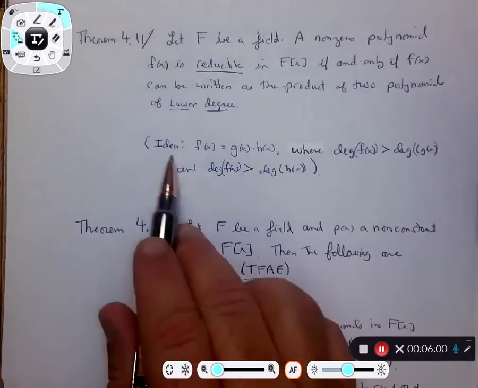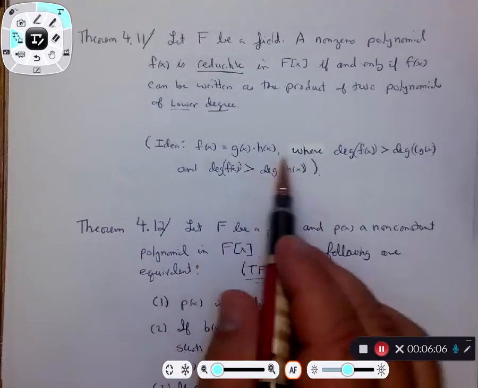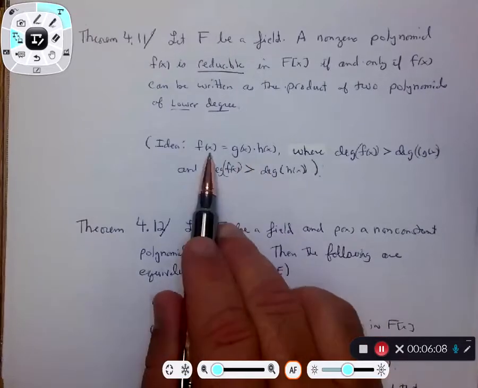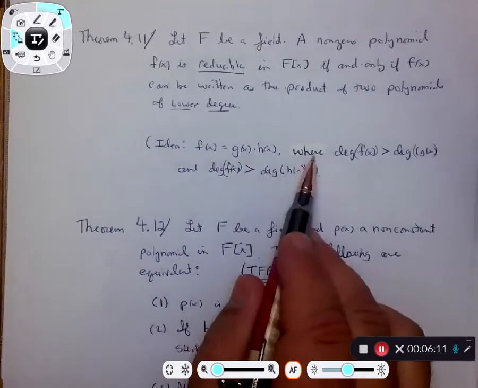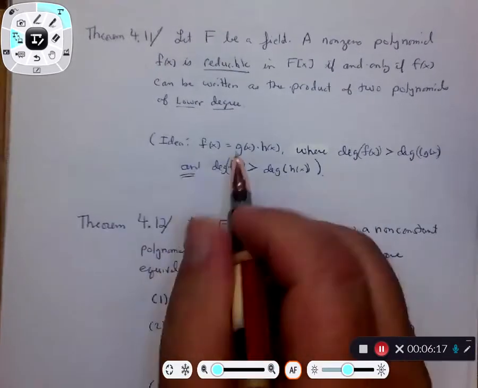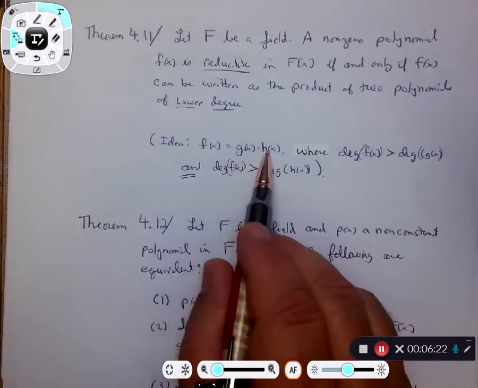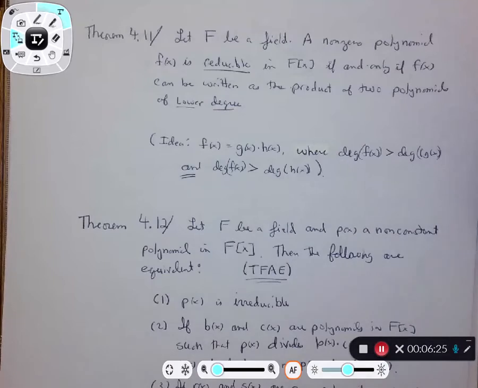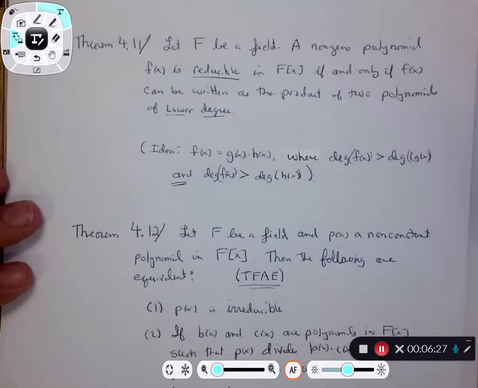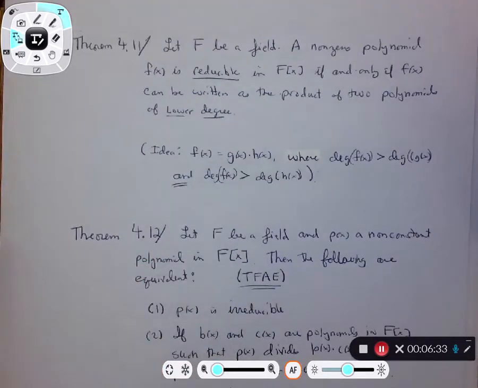So what we're talking about here, this is your idea. f(x) is equal to g(x) times h(x). You can factor this thing, where the degree of f(x) is greater than the degree of g(x), and the degree of f(x) is greater than the degree of h(x). So these guys have to be smaller degrees. That's how you factor something. You have to factor in terms of smaller degrees, and that makes f(x) actually reducible. So if you can't break them into smaller degrees, it's irreducible. So we're kind of breaking this stuff up.